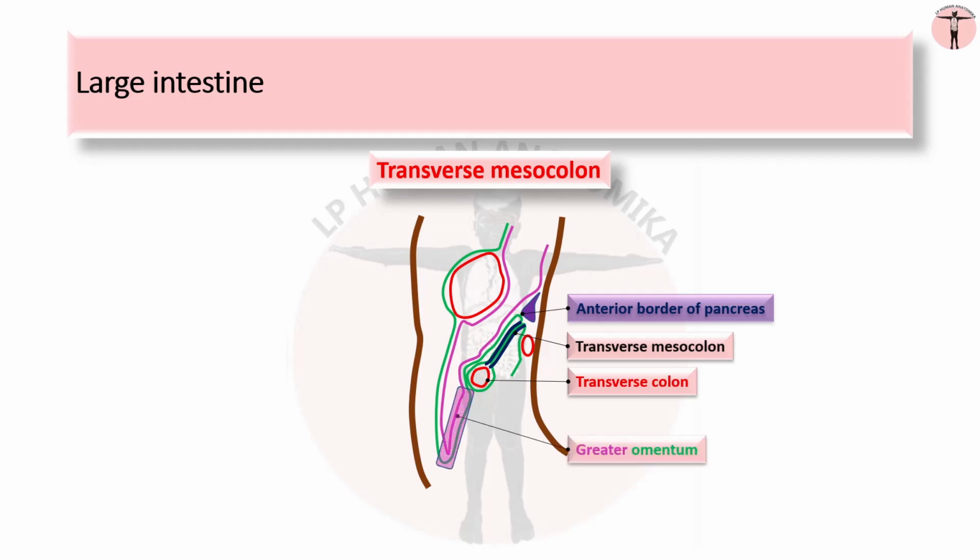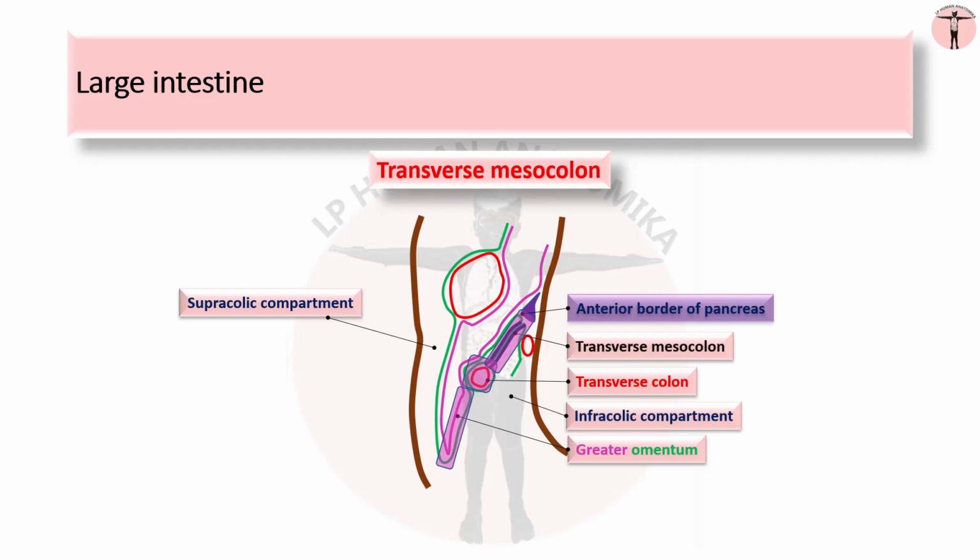The greater omentum, transverse colon, and transverse mesocolon form a partition between the supracolic and infracolic compartments of the greater sac. It forms a natural barrier against the spread of infections between the two compartments. Because of the length of the transverse mesocolon, the position of the transverse colon is extremely variable and may sometimes reach down as far as the pelvis.